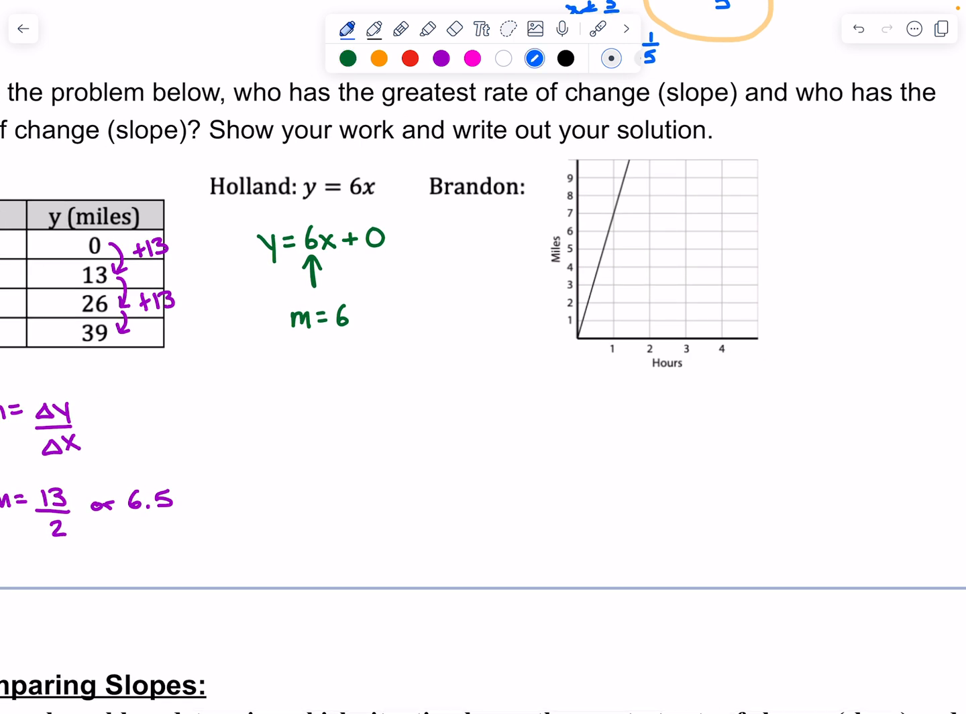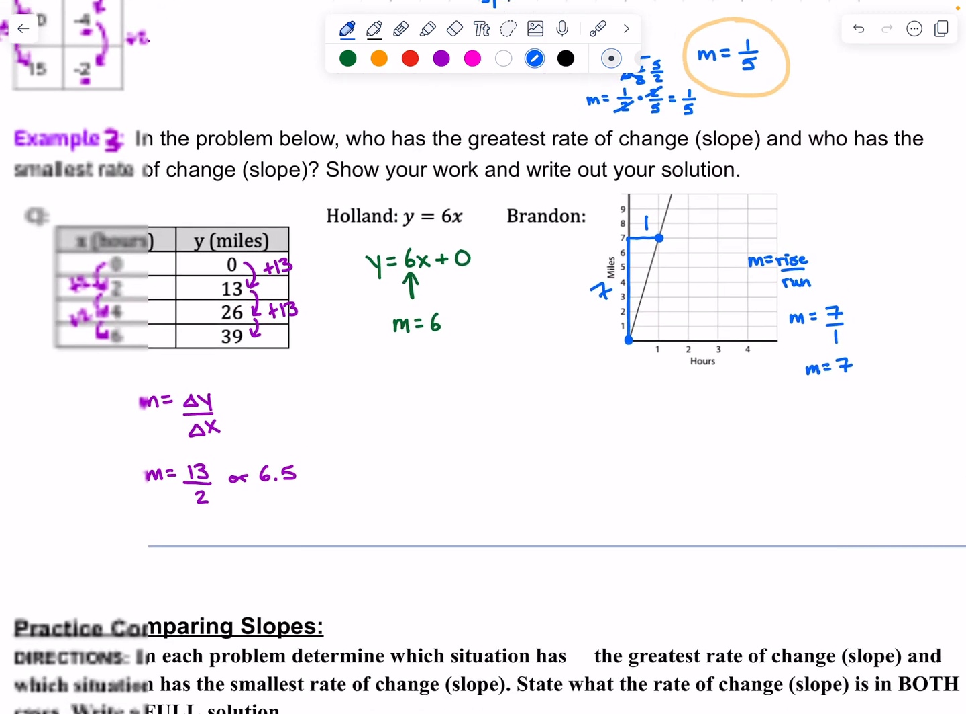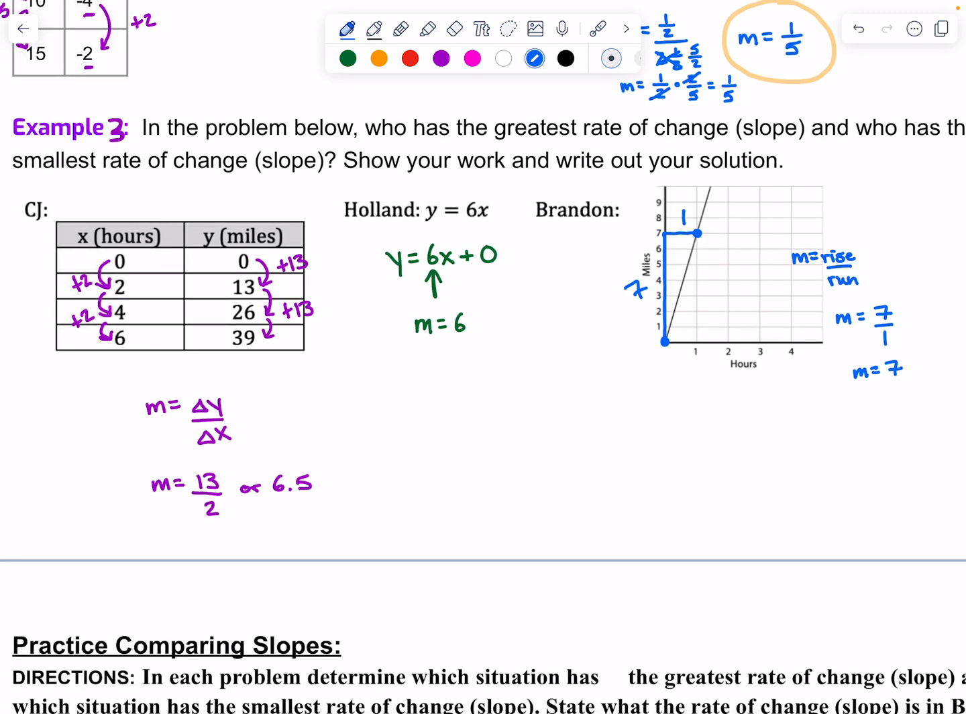So for Brandon, the slope is going to be the rise over run between 2 good points. So I'm going to pick this first point at 0, 0, and it looks like there's another good point right here at 1, 7. And I've got to go up 7 units. And I've got to go right or run 1 unit. So the rise over run on my graph would be 7 over 1, which is the same thing as just 7 if we simplify that a little bit. So now, let's see. Who has the greatest rate of change?